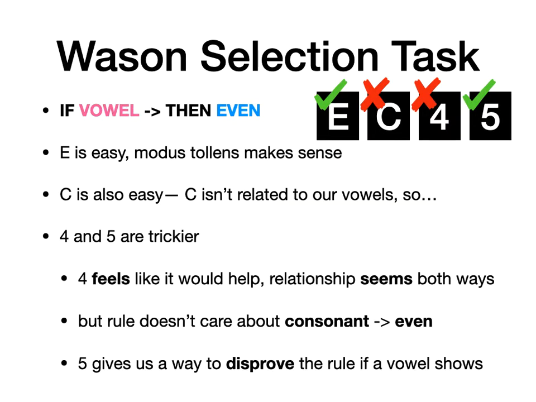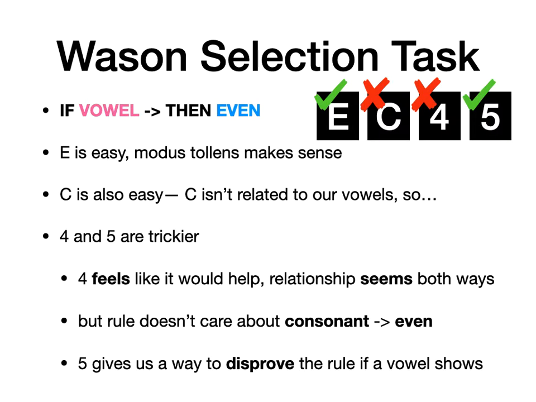Quick recap of it. So if vowel, then even. So E is easy. We get that one immediately. Most people do. C is also easy. You know it's not really related to our vowels. But 4 and 5, 4 kind of feels like it could help because it seems to bear a relationship with the original rule. But the rule doesn't care about consonants. 5 gives us a way to disprove the rule.